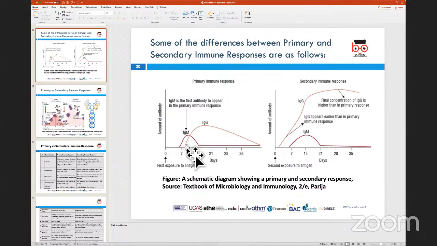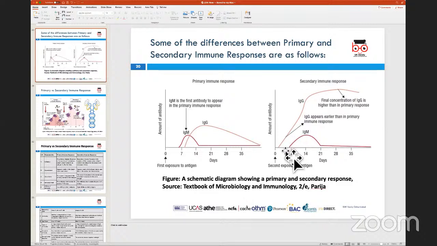The primary response tends to produce antibodies, but it takes a bit of time for the infection to peak, and that is where your human body is producing antibodies specifically to overcome the infection. That is why it takes longer to produce these antibodies, because the body has been exposed for the first time.